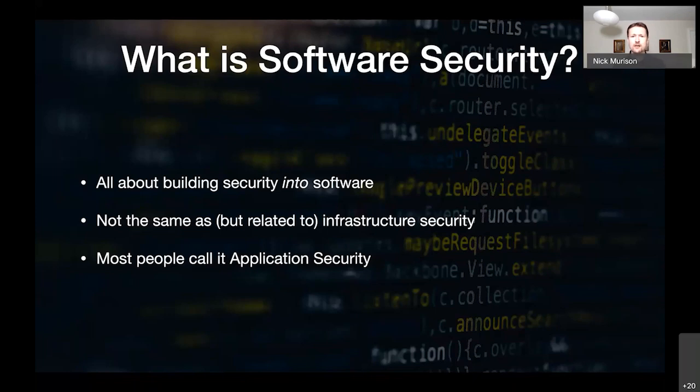It's not quite the same as infrastructure security, but it's quite related. Infrastructure security is all about networks, servers, and so on, while mostly what we're going to talk about is, shall we say, the application layer. Which is why a lot of times people call this application security. And I'll talk a bit about why I prefer software security as a term over application security as well.